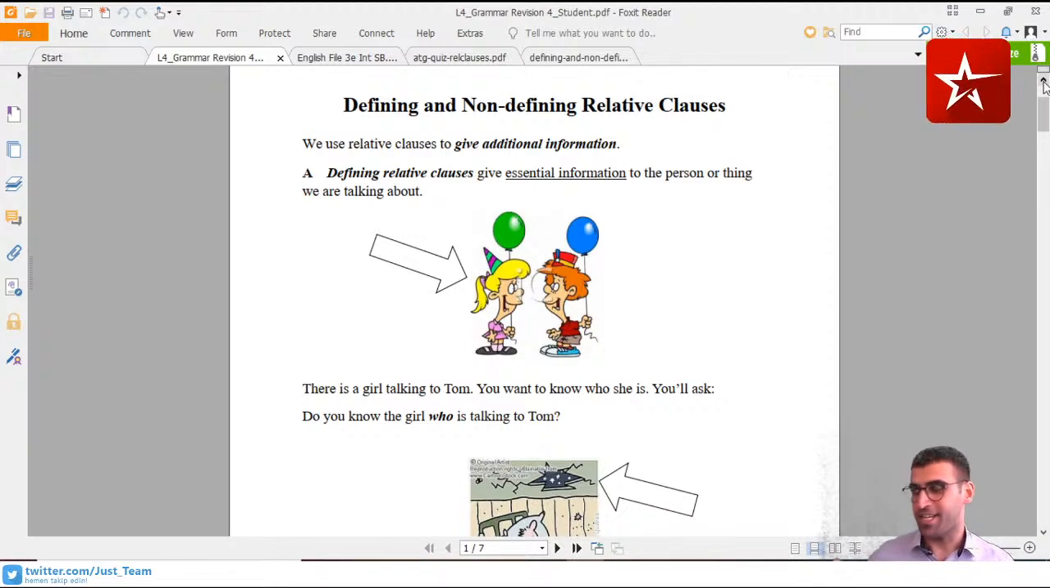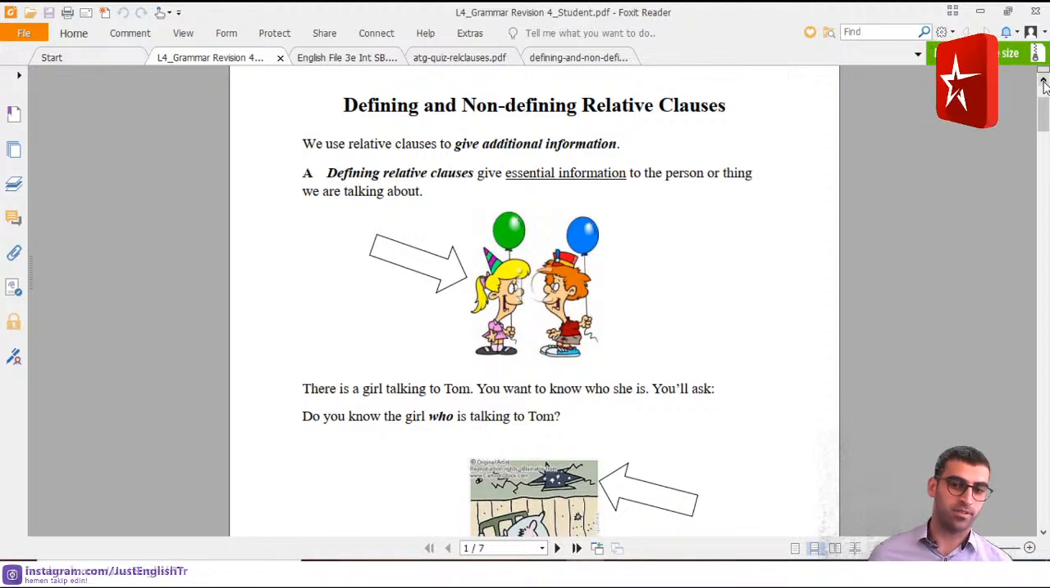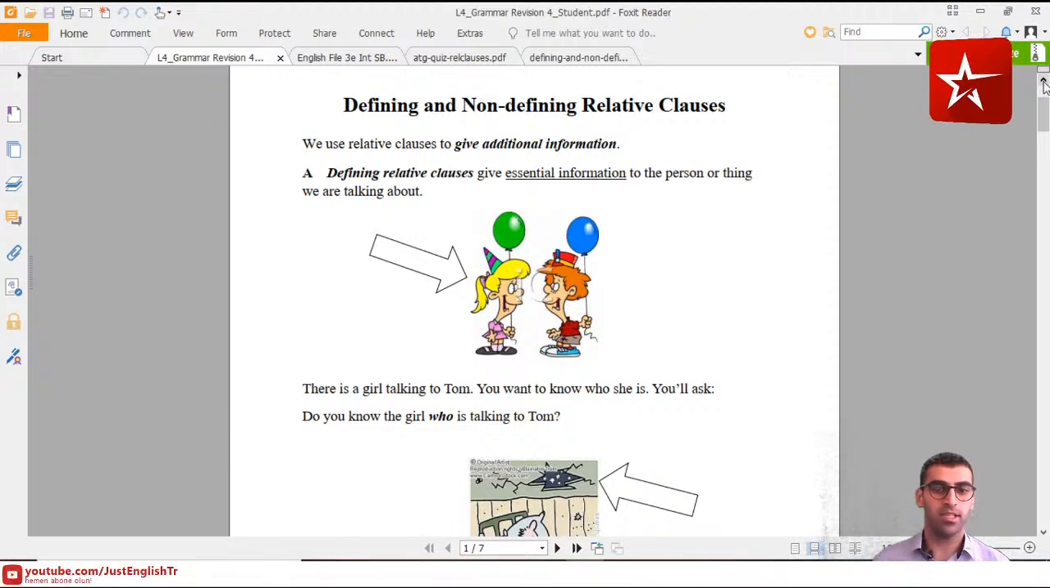Great. Okay, if you are ready, let's go. Defining and non-defining relative clauses. From my screen you can see. So what does it mean? What do defining and non-defining relative clauses mean? So in English, we have the relative clauses, like that, which, who, where, whose. This kind of relative clauses you can see in your everyday life.